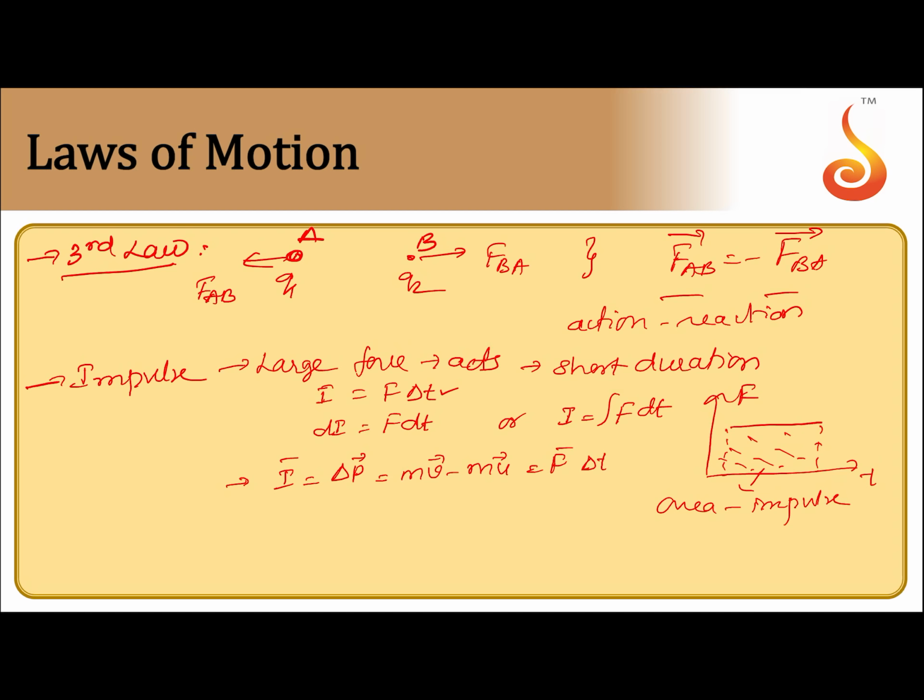For example, a seasoned cricket player, while catching a ball, lowers his hand and pulls it towards himself, such that the act of catching the ball lasts for a longer duration of time. He increases the time and thereby the force exerted by him while catching is decreased to compensate for that impulse.